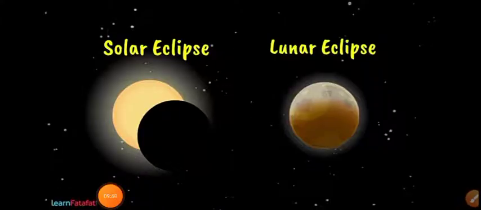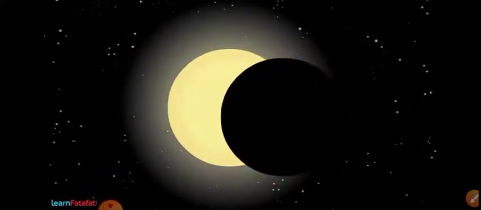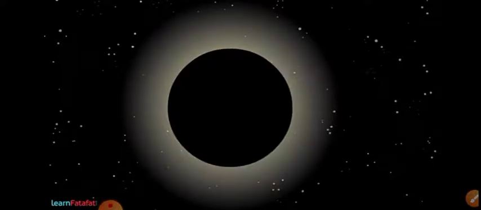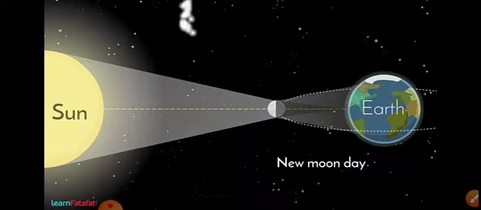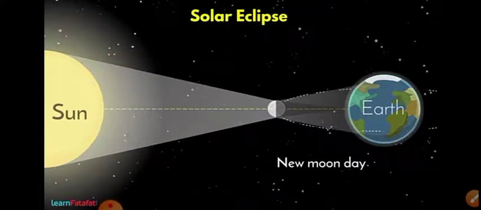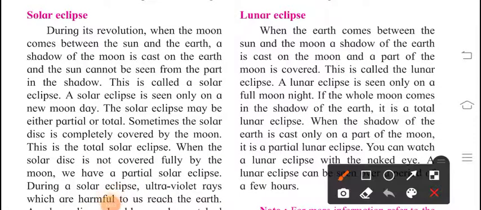We have two types of eclipse: solar eclipse and lunar eclipse. As I said to you, when the moon comes between sun and earth, at that time a shadow is formed on the earth, and because of that we are not able to observe the sun. So that is solar eclipse. A solar eclipse is seen only on new moon day. The solar eclipse may be either partial or total.